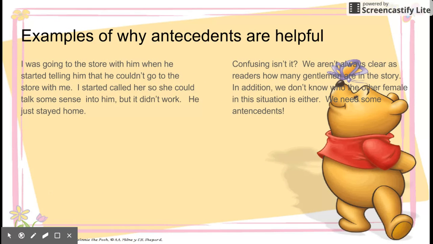Here are some examples of why antecedents are really helpful. I was going to the store with him when he started telling him that he couldn't go to the store with me. I started calling her so she could talk some sense into him, but it didn't work. He just stayed home. Have you ever been listening to someone speak and there are a bunch of hims in the story they are telling? You don't know which him is referring to which person. This is why antecedents need to be clearly identified, or your reader still has no idea what's going on.